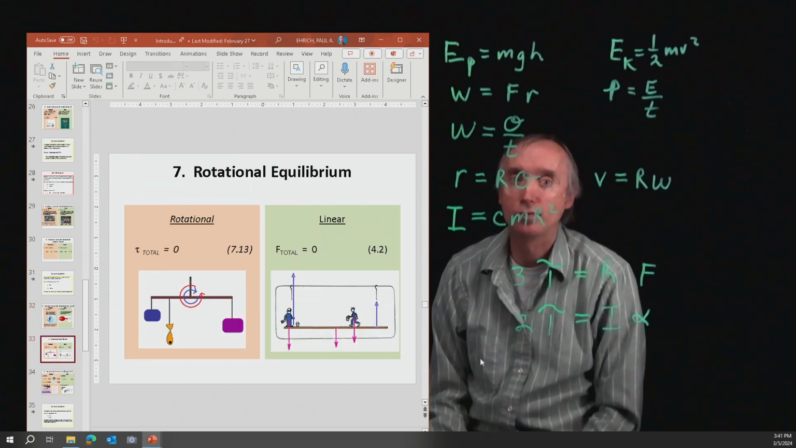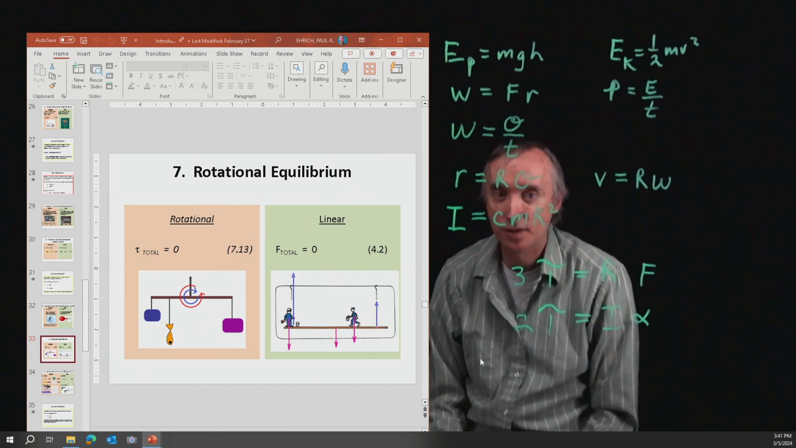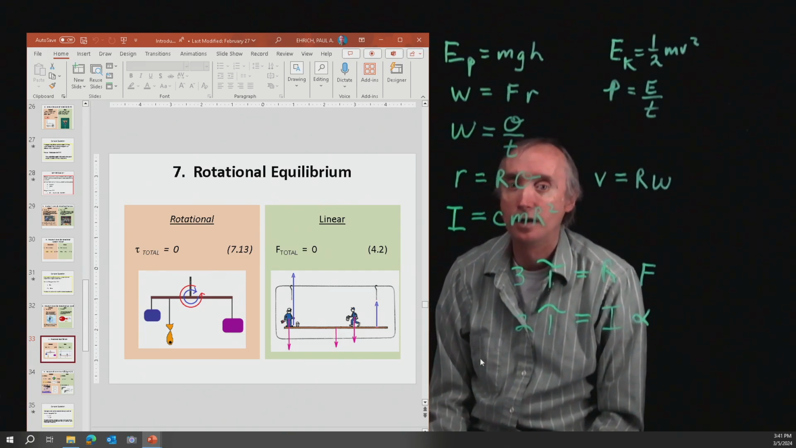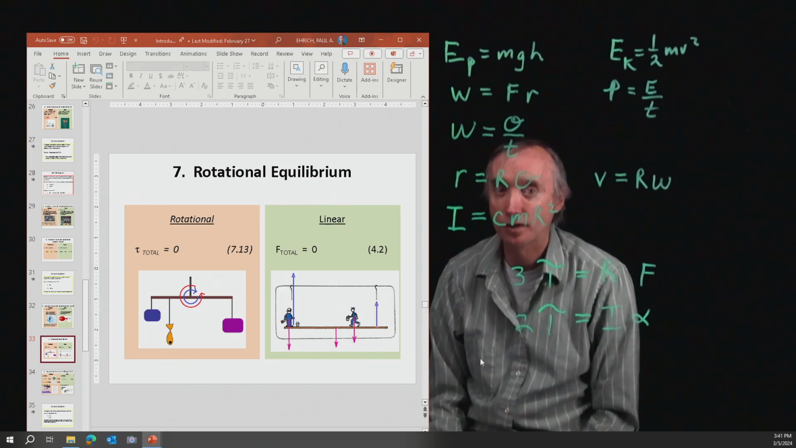Okay, this is rotational equilibrium, which will not be on the exam. So let's not worry about summing the torques acting on a system. That's not going to be on the exam.